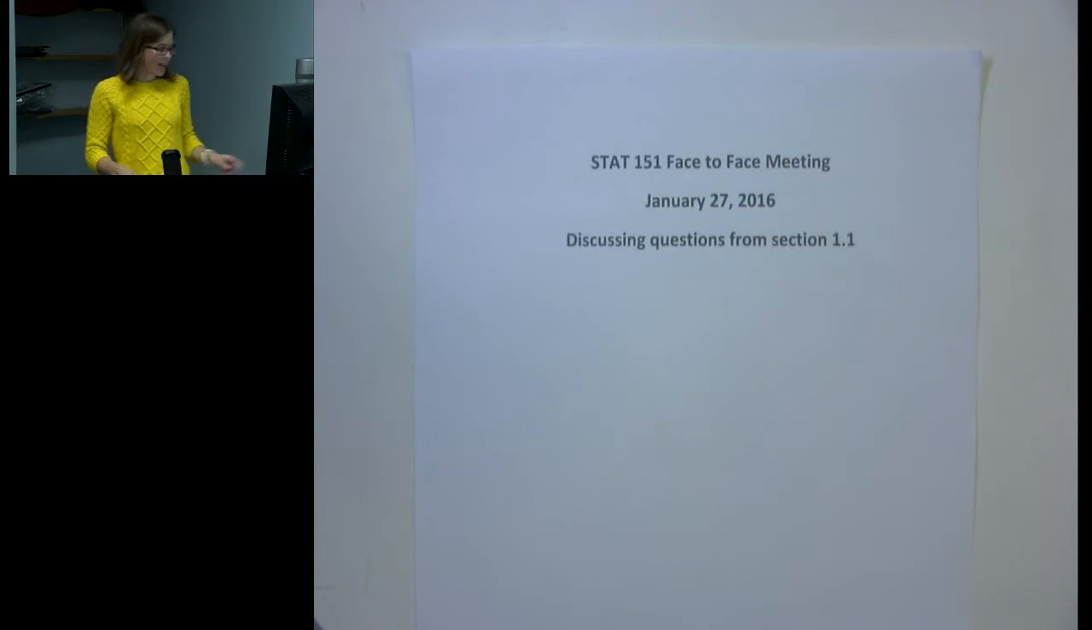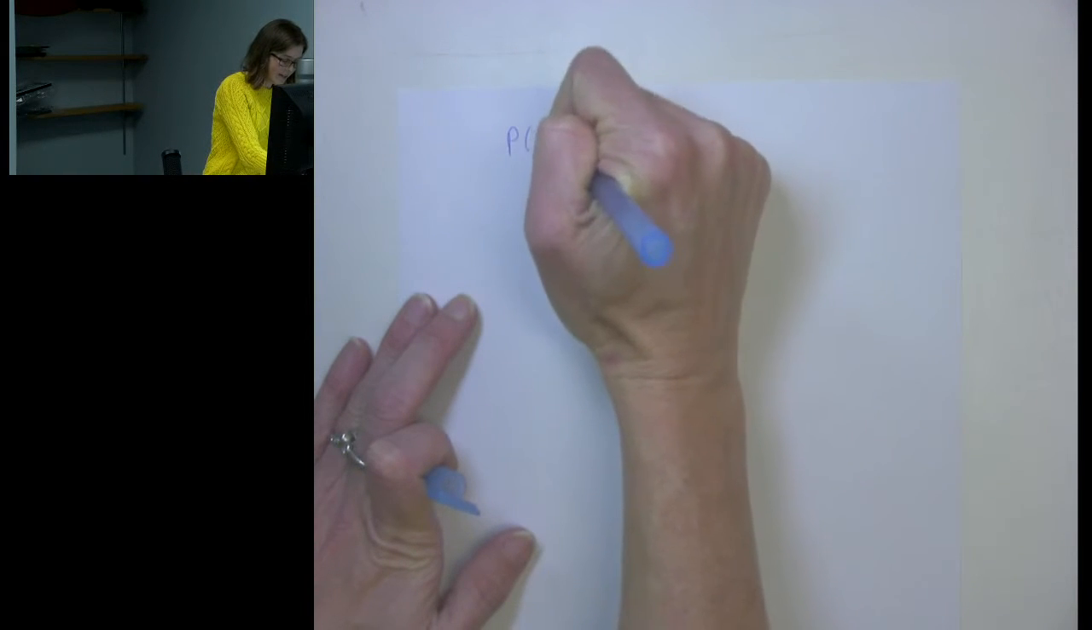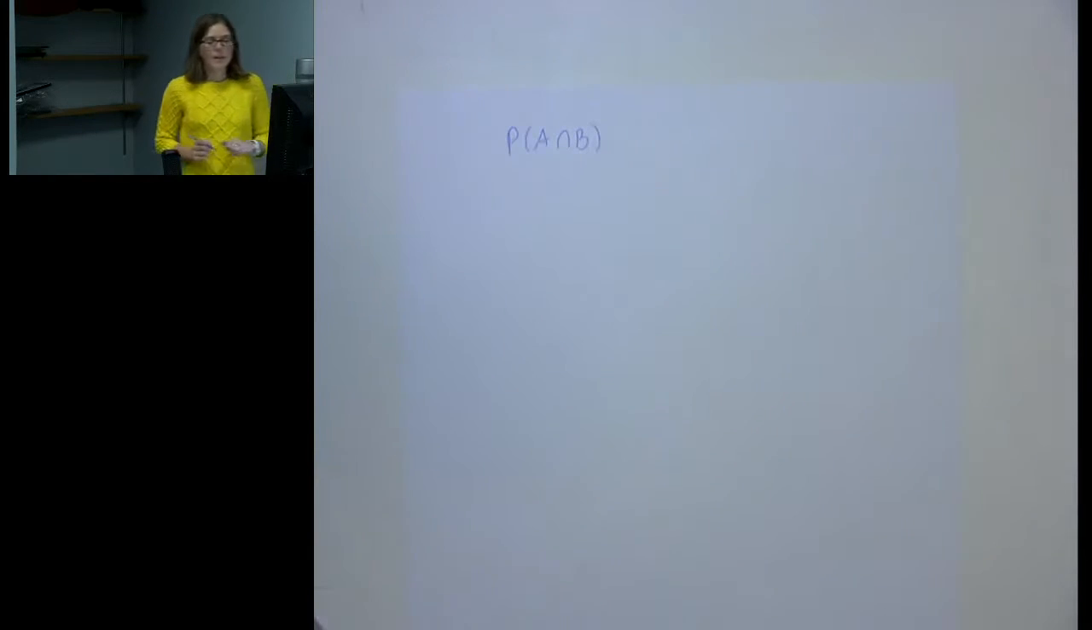The first thing I want to mention is that when we're finding the probability of A intersect B, some of you may have taken other courses in the past where you've found intersections by multiplying probabilities. We have not talked about multiplying probabilities at this point in the course. We're going to do that in Module 4. So at this point, we have two ways that we can try to find the probability of an intersection.